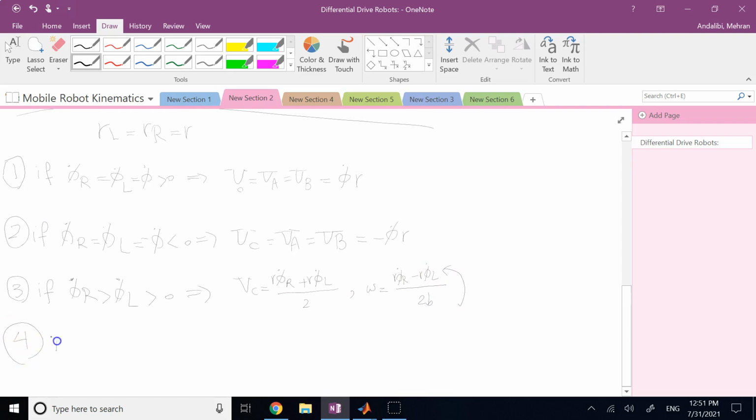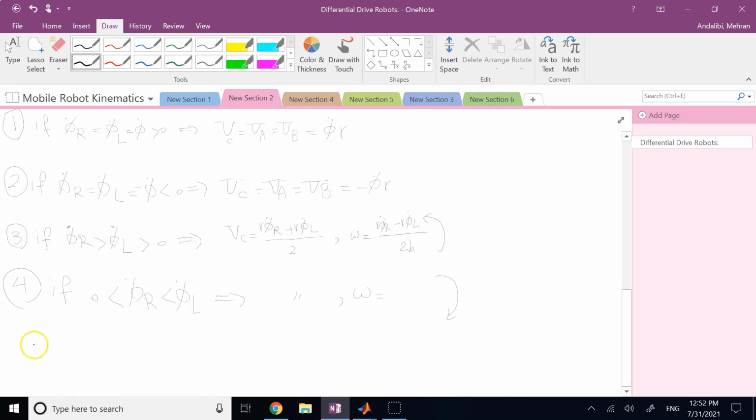Case 4, if phi dot right is less than phi dot left, but they are all again bigger than 0. So they are rotating in the same direction, yet the left one is rotating faster. Again, V is going to be the same, so I'm not going to write it. Omega is going to be the same, I'm not going to write it, but it is going to be clockwise rotation, or it turns right.